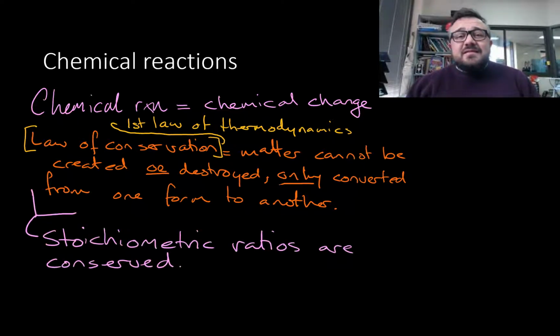Really important to understand that this is why we have stoichiometric ratios. And those stoichiometric ratios, they are conserved. And they're conserved because we can't create or destroy matter. We can only move it from one type to the next.